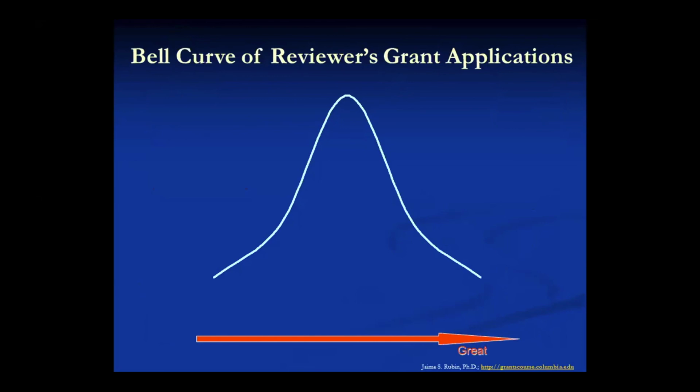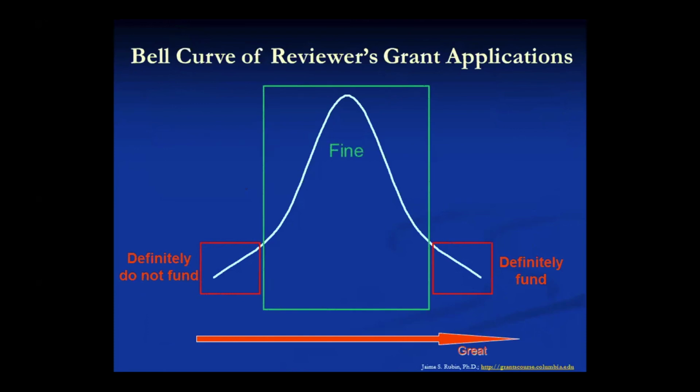Some grants will definitely get funded and others probably will not. The vast majority of grants are in the middle, which are fine. If there was an unlimited amount of money, they probably would get funded. But there isn't. So the reviewers have to differentiate between all these fine grants. What do they do? They have to find something wrong.